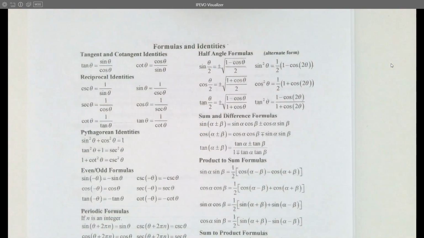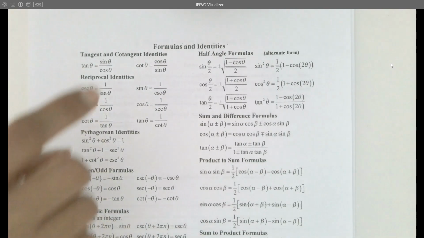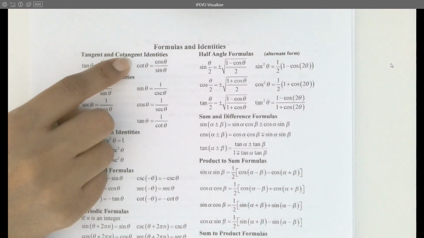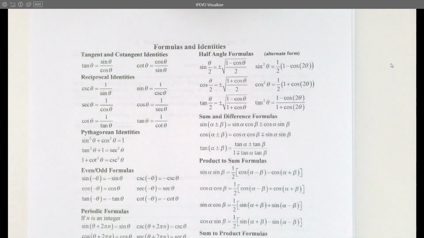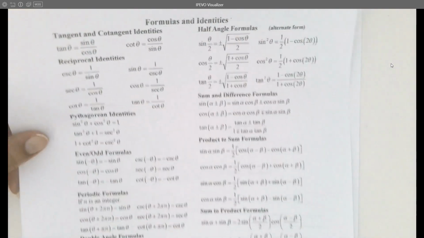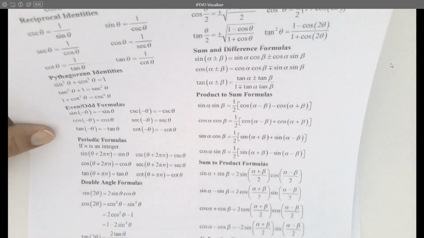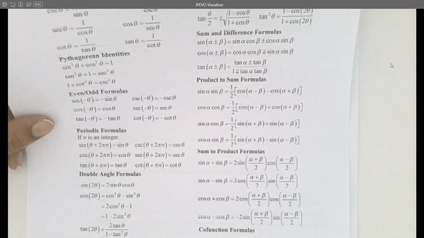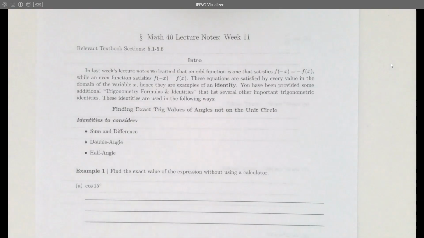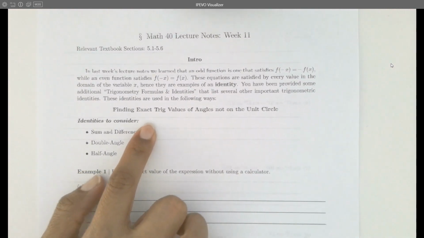If you take a look at Canvas under the module for this week, you'll find a sheet that is called Formulas and Identities. This contains several other equations that are true for any variable that you decide to plug in. So again, when you have that situation, then you have an identity. We're going to be considering these to solve all of the problems in the lecture notes for the next couple of weeks.